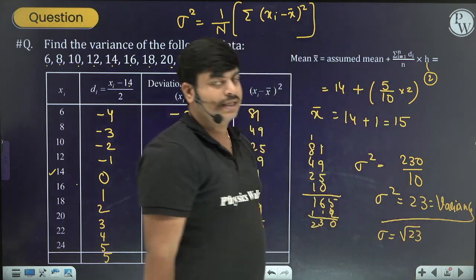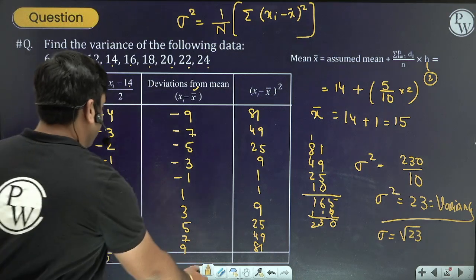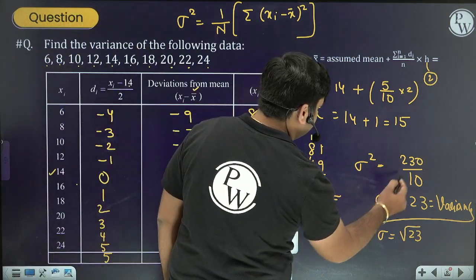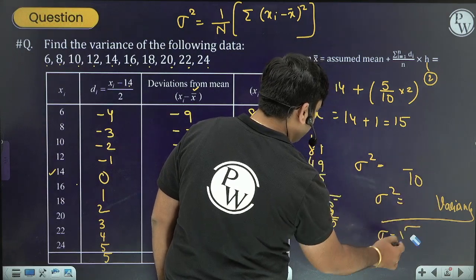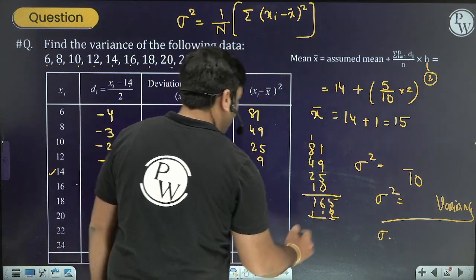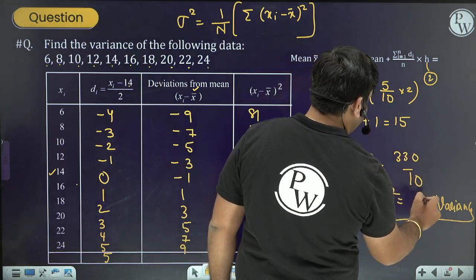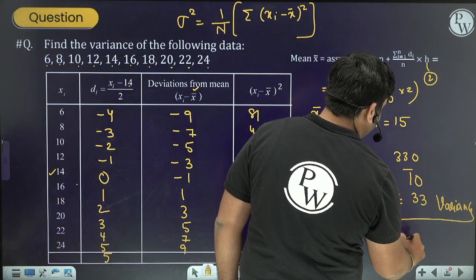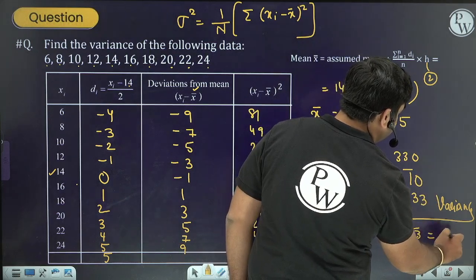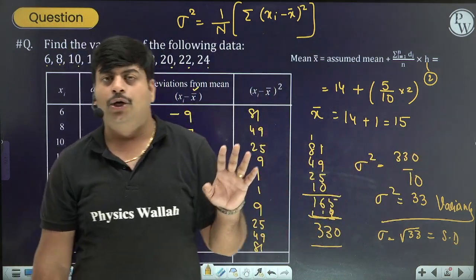So once again, please cross check if there is any mistake. Let me check from my side too. We have done some mistake. I think that should be 330. I had done a mistake in calculation, sorry for that. So that should be 330, and sigma square is 330 by 10, so that becomes 33. So sigma will become root 33, although it is not asked, this becomes the standard deviation. The question is asked about variance, so the variance answer will be 33. Clear? Not a difficult thing.